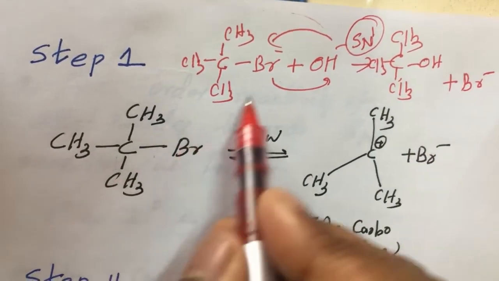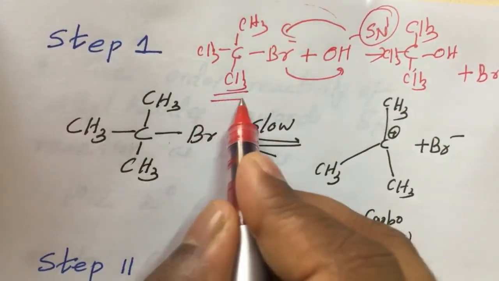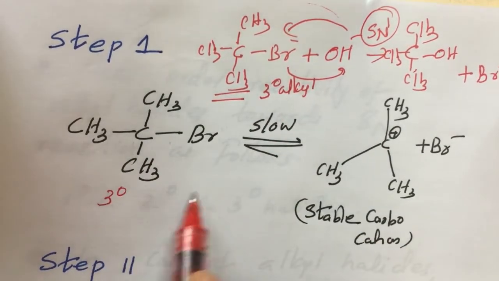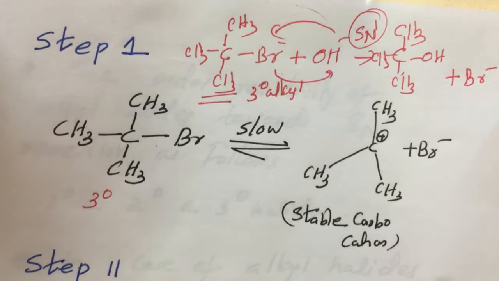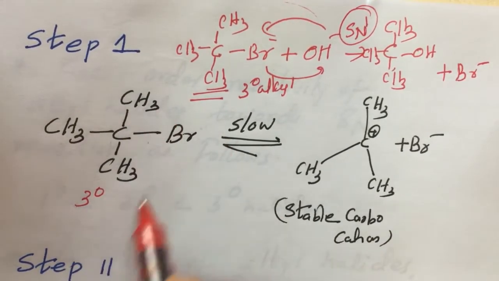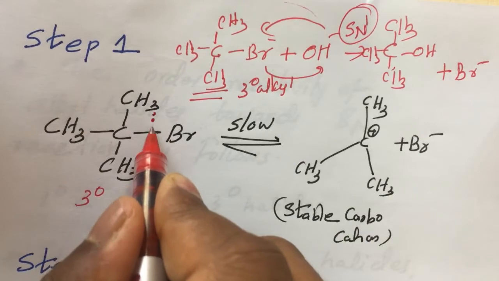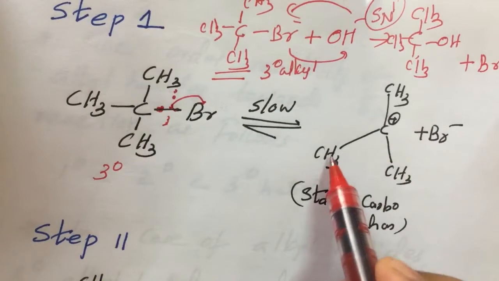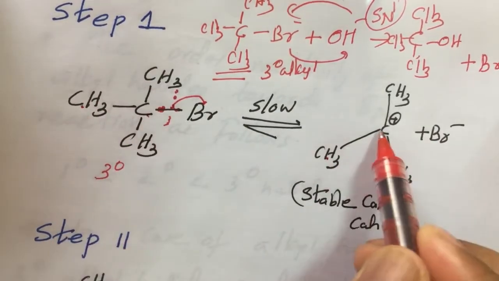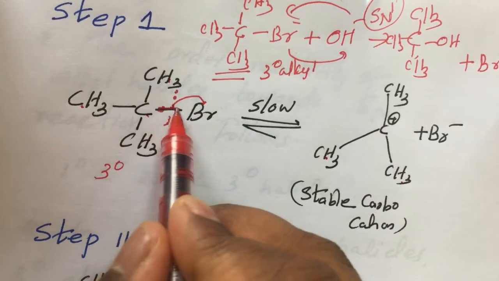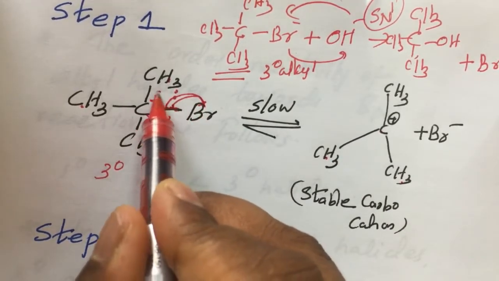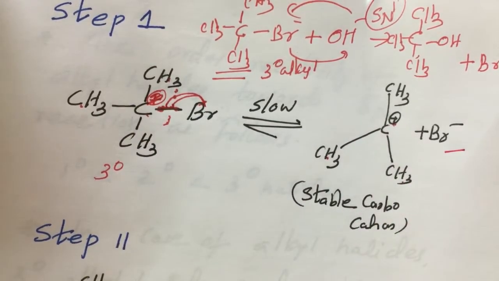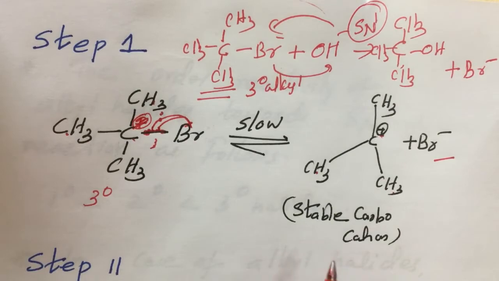Listen. In the first step, the starting compound, the tertiary alkyl halide, undergoes dissociation. This bond breaks and these 2 electrons shift to Br. After shifting these 2 electrons to Br, this carbon becomes plus, giving the carbocation and Br negative. This is the first step.